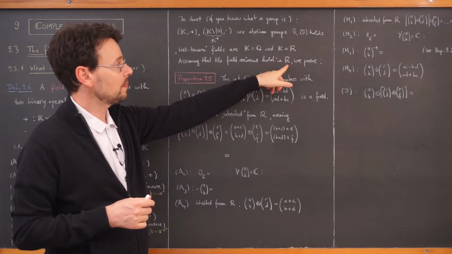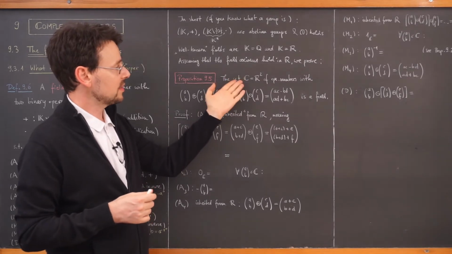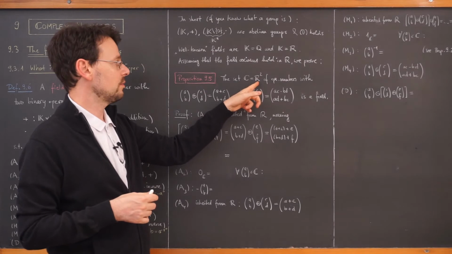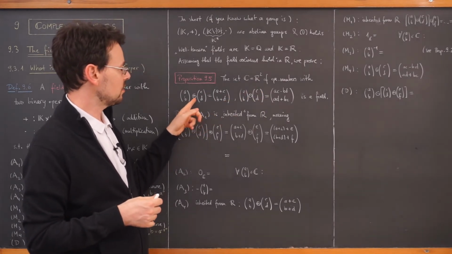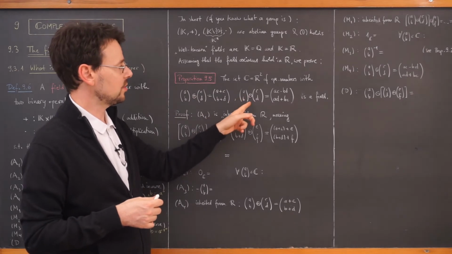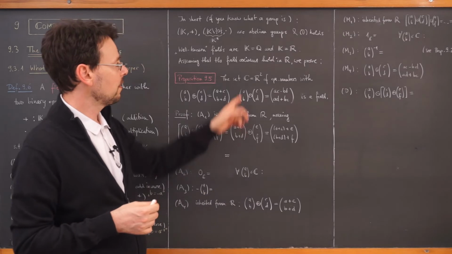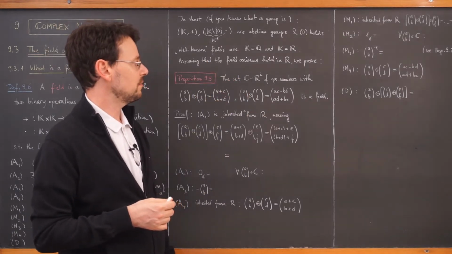are a field. And using this, we now prove that the complex numbers, which remember are nothing but two-dimensional real vectors, together with these binary operations of addition and multiplication that we introduced in the first video, are indeed a field.